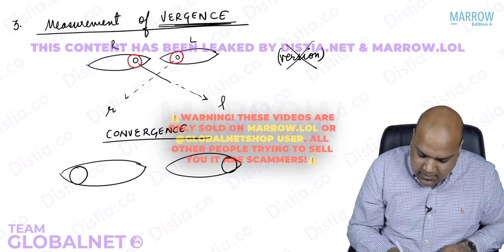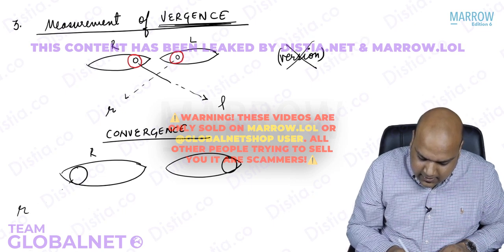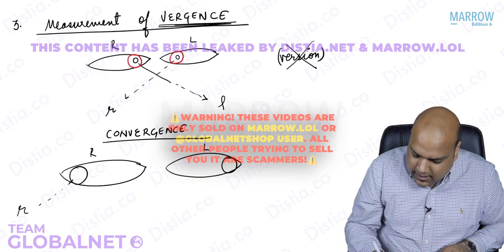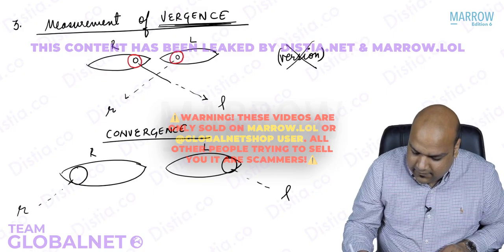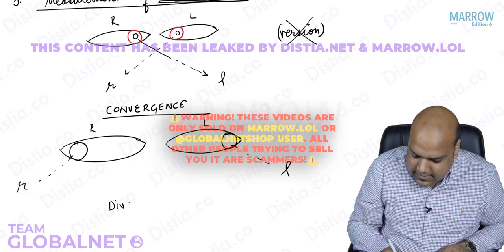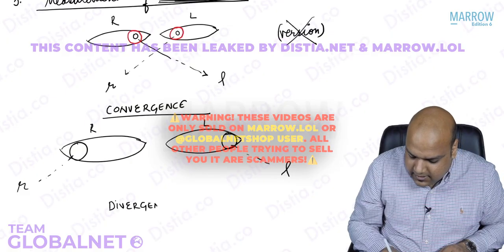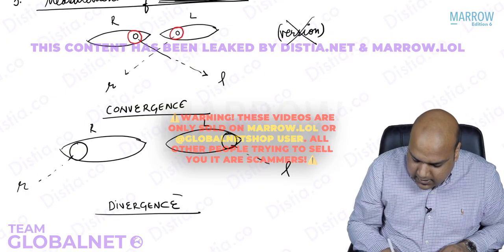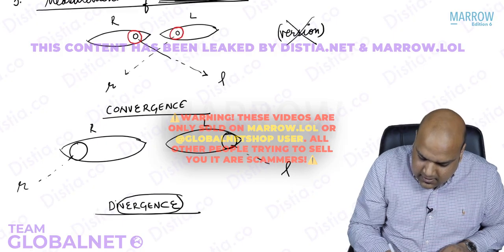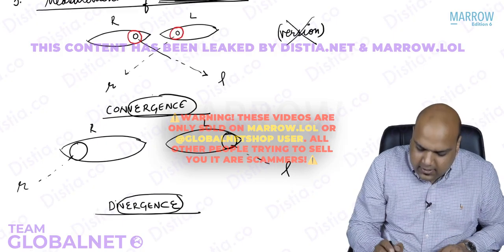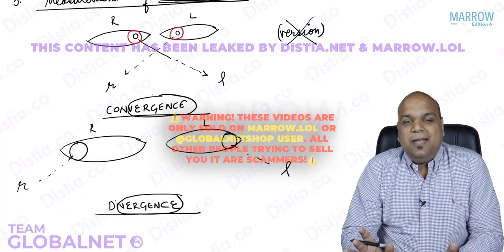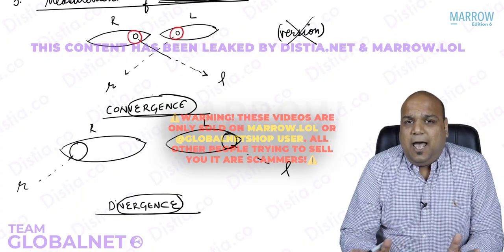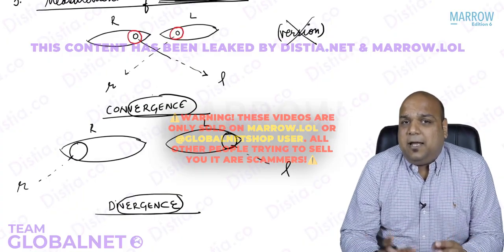Okay? Similarly, there is something called divergence. Right eyeball looking towards the right side, left eye looking towards the left side. This is called divergence. So I hope you understand the word vergence, convergence or divergence. Okay? This usually does not occur.